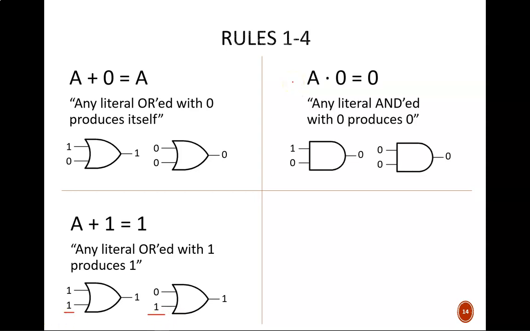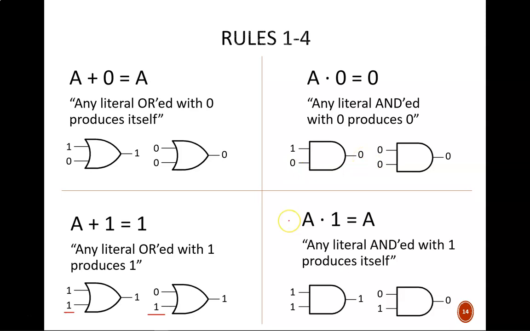Rule 3 says that any literal ANDed with 0 produces 0. Again, we find that the literal does not matter. One false input guarantees that the AND gate produces a false output. Rule 4 tells us that any literal ANDed with 1 produces itself. This is proved in these two examples.